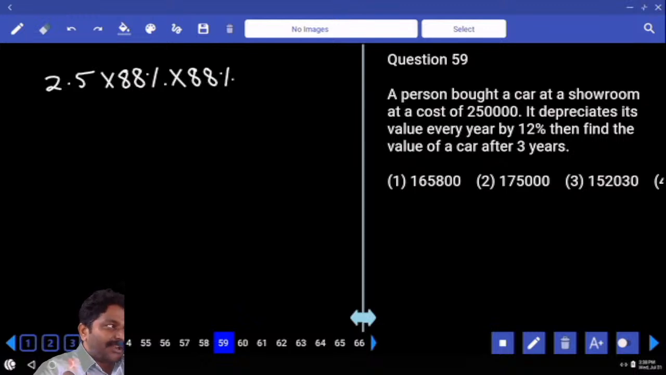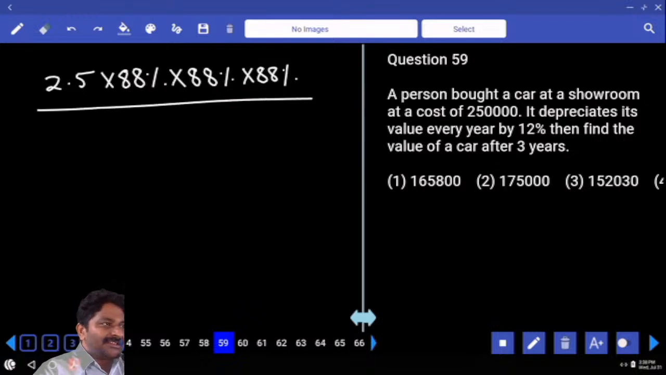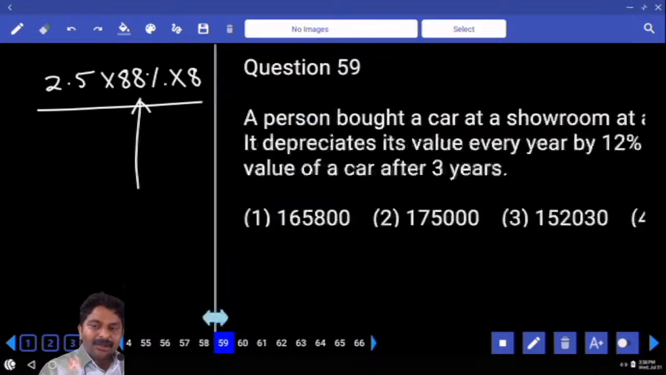And again it becomes 88%. This is the value after 2 years. But we need after 3 years. So 1 more 88%. Rather than calculating this entire thing, think about what percent you are calculating. 88 is an 11 multiple. You can go with the 11 multiple. Now come to the options.